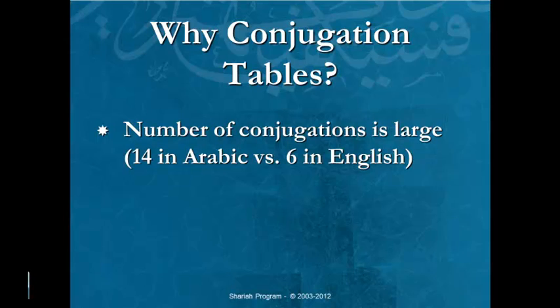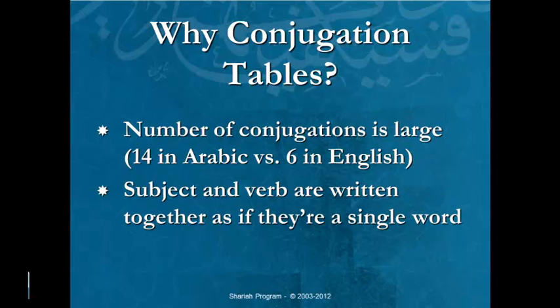In English, the verb would remain separate and the pronoun would remain separate. There would be a space in between. You would say he slept, she slept, they slept, you slept, I slept, and we slept. So the slept doesn't change. But in Arabic, it would actually change. It would look as if the same word, the single word, is being repeated 14 times, slightly different.